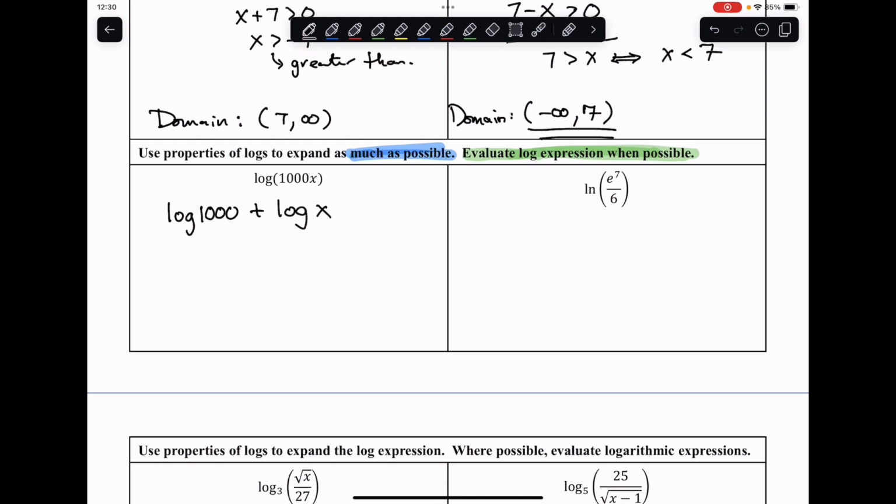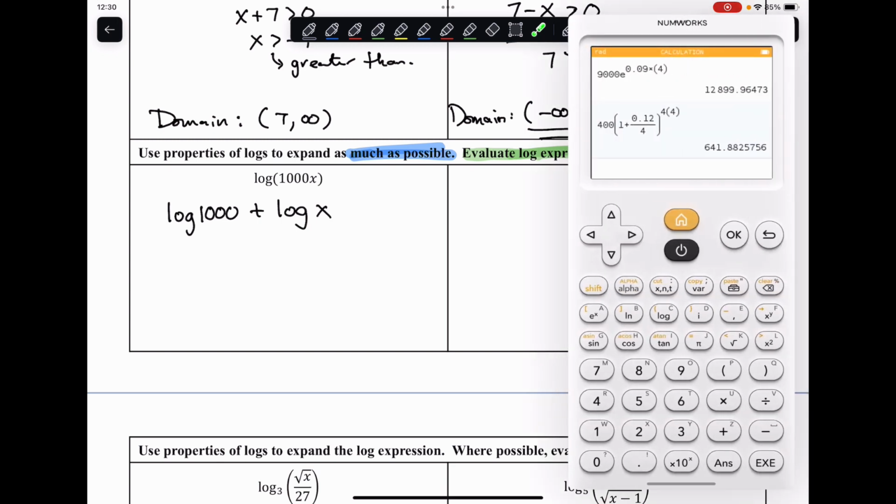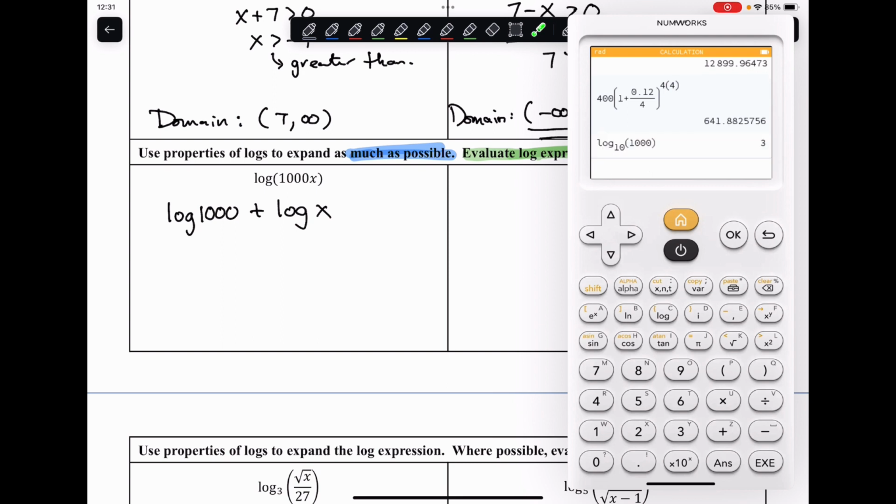However, go back and verify that you have evaluated any log expression when possible. For example, this could be evaluated. The common log of 1,000 equals 3, and we can verify that with our calculator. So if I take the common log, which again is log base 10 of 1,000, that equals 3. So 3 plus the log of x. So there's your answer.